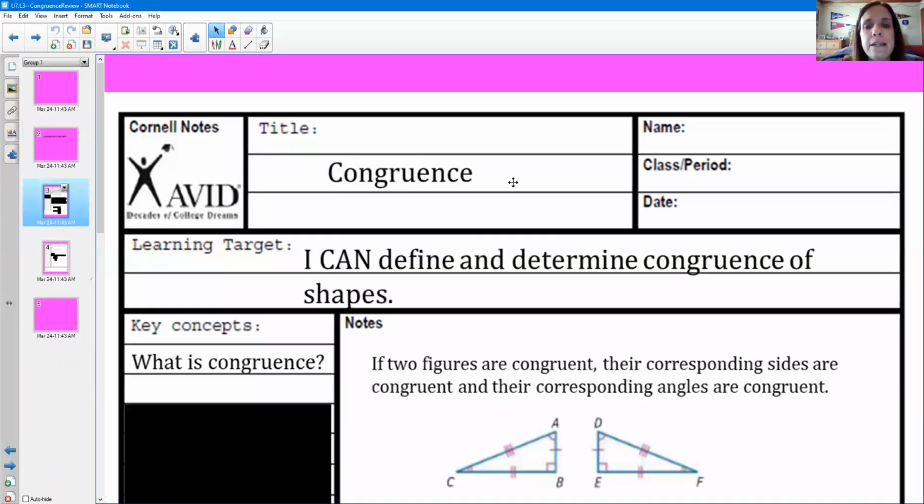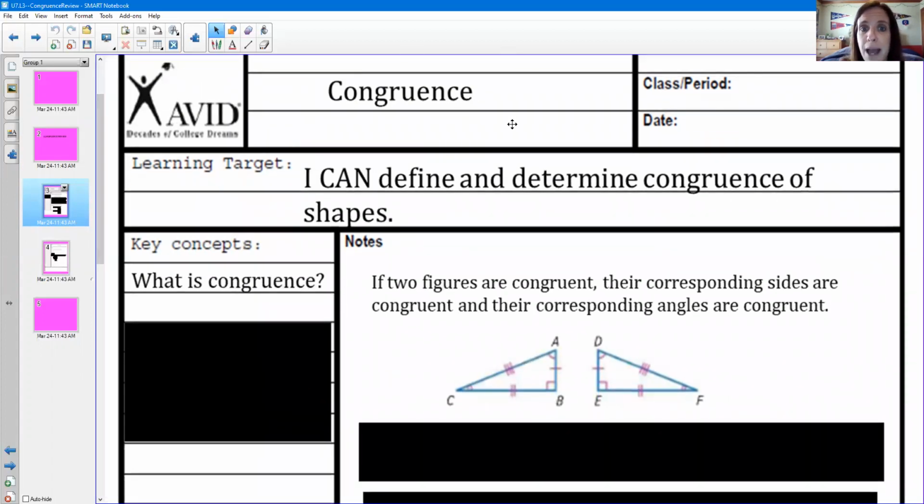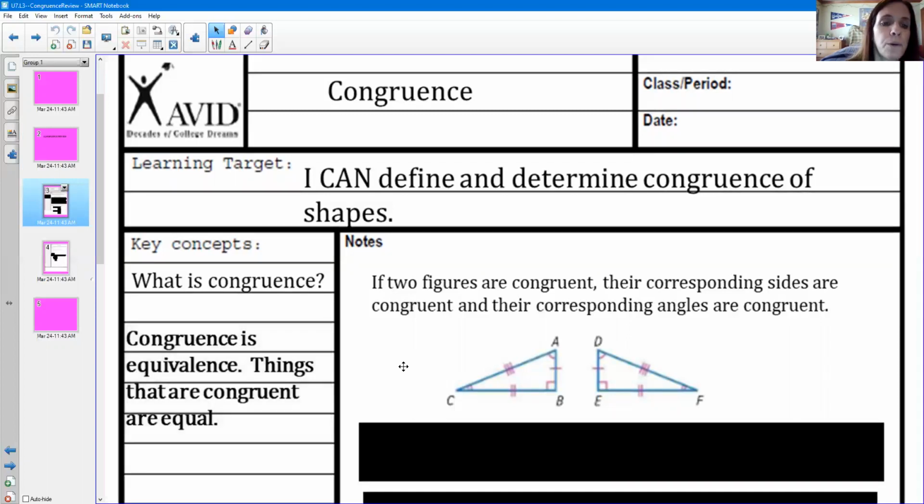All right, congruence. By the end of this lesson, we're going to be able to define and determine congruence of shapes. Starting out with what is congruence. A word that we use frequently in math is congruent, and congruent means equal. So if two figures are congruent, their corresponding sides are congruent and their corresponding angles are congruent. Congruence is equivalence. Things that are congruent are equal.